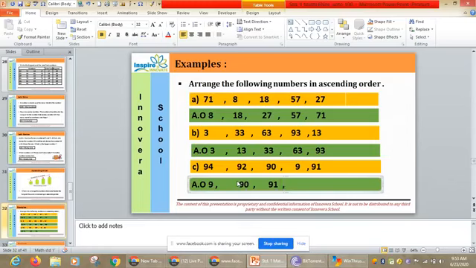after 90, 91, after 91, we will have 92, and after 92, we will have the number 94. So this is the ascending order. The numbers where we arrange from small to big.